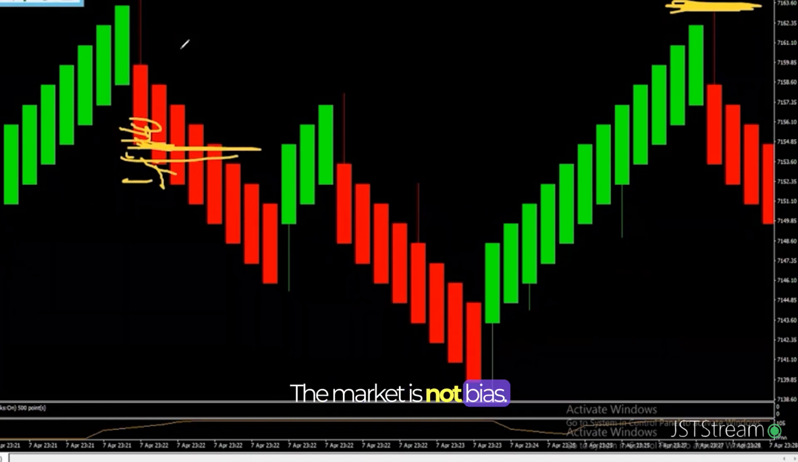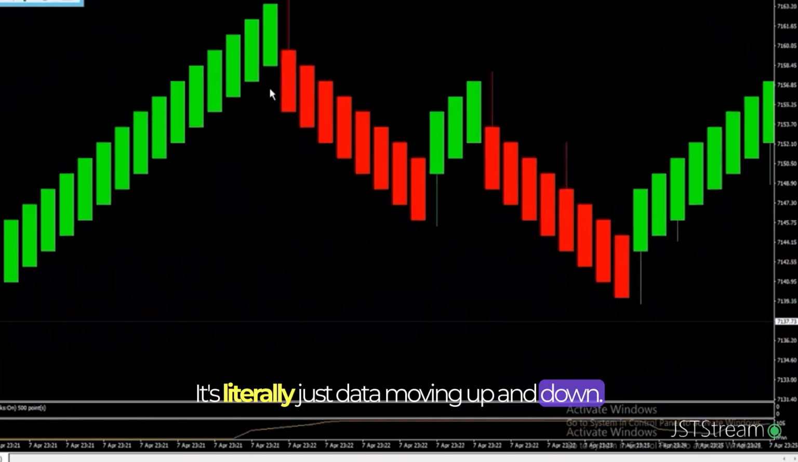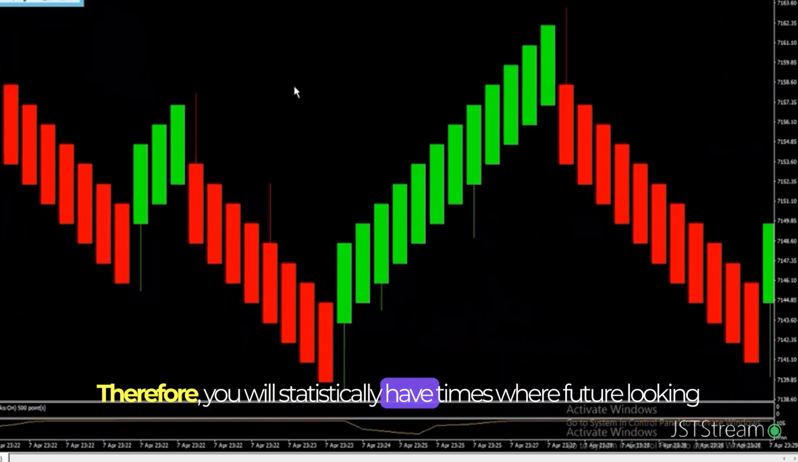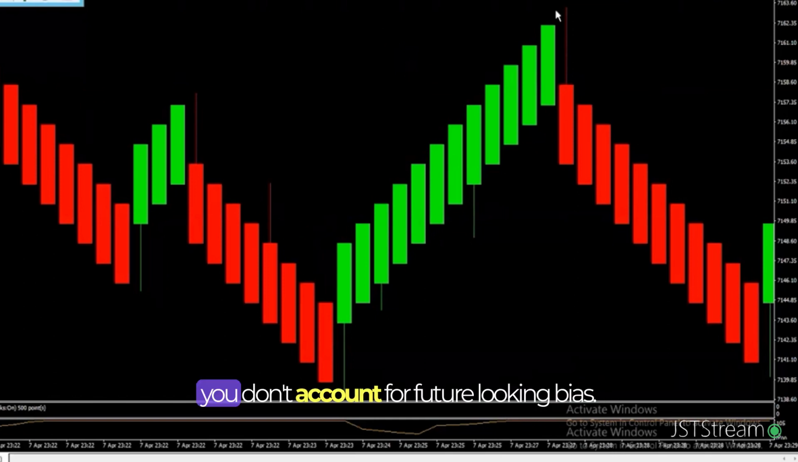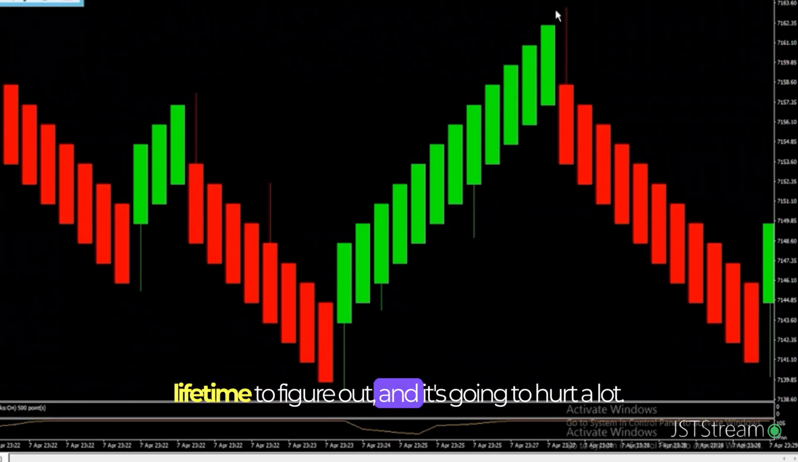The market is not biased. It's literally just data moving up and down. Therefore, you will statistically have times where future-looking bias helps you and times where it works against you. If you don't account for future-looking bias, it's one of those things that will take you a lifetime to figure out, and it's going to hurt a lot.